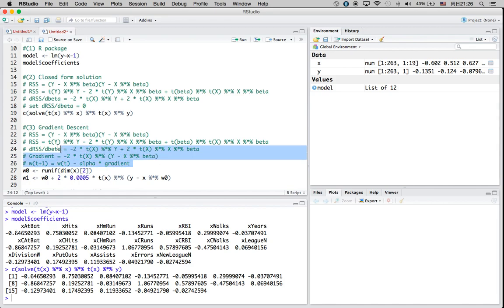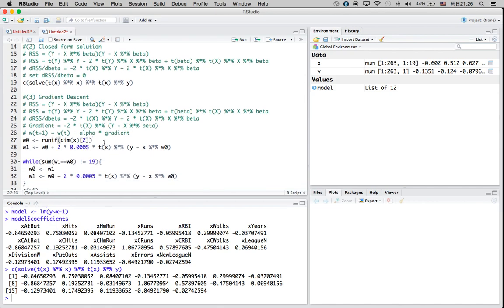So this is my equation for the gradient, and here I'm going to use a learning rate multiplied by the gradient and then update. So my t plus 1 update will always be my coefficient from the last iteration, minus the gradient multiplied by a learning rate.